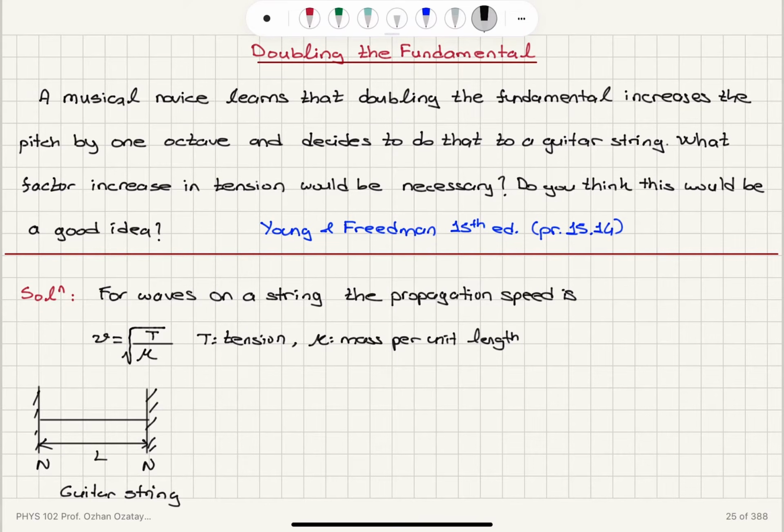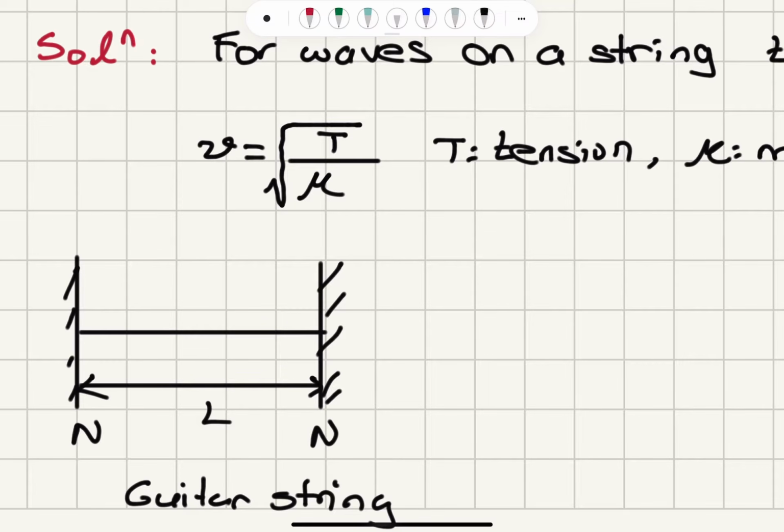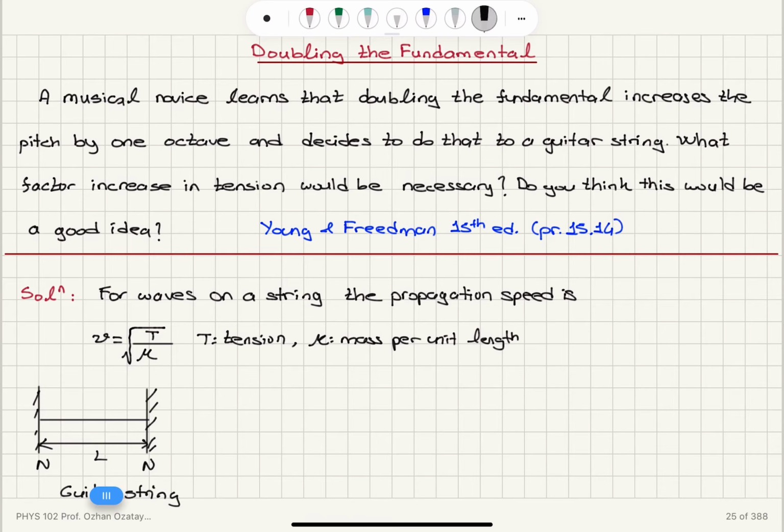So if we consider a guitar string, we can see that the two ends are fixed. So when we form standing waves on this guitar string, these two ends must be nodes. So we have the fixed boundary conditions here. The normal modes generated on a guitar string would have a fundamental: node, antinode, node; second harmonic or first overtone: node, antinode, node, antinode, node, etc.